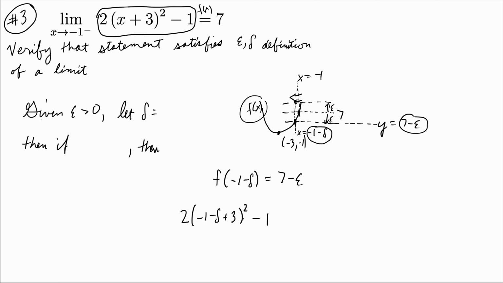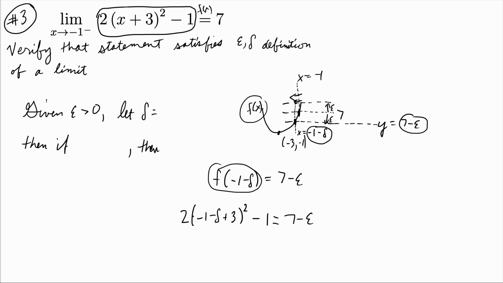So this part represents this side. This side is this part, and that's going to be equal to 7 minus epsilon. Now I have an equation that relates delta to epsilon. Now I have to be careful in this situation when we take square roots to notice if we're going to take a plus or minus, but we'll talk about that as we go.